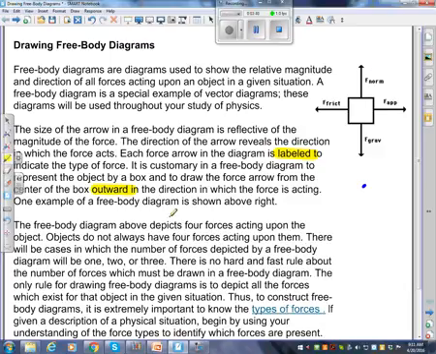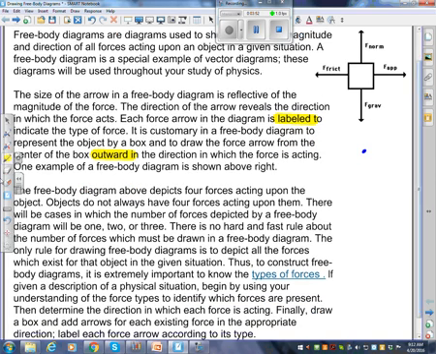The free body diagram above depicts 4 forces acting upon the object. Objects do not always have 4 forces acting on them. There could be many more, could be less. Problem there, Andrew? No? Okay. There will be cases in which the number of forces depicted by a free body diagram will be 1, 2, or 3. There is no hard and fast rule about the number of forces which must be drawn. The only rule for drawing free body diagrams is to depict all the forces which exist for that object in a given situation. You have to draw all the forces. Thus, to construct free body diagrams, it's extremely important to know the types of forces. We did those back on day 1 or day 2, right?